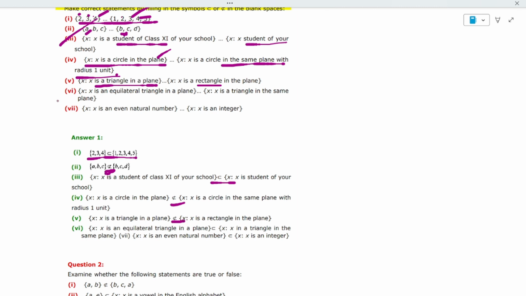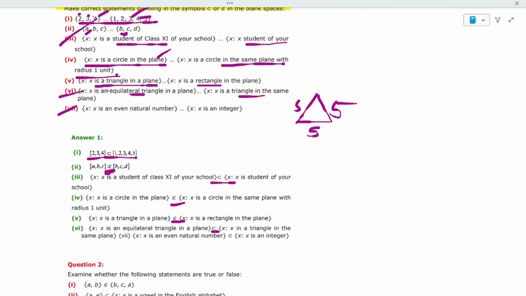Now let's see the sixth question: it is an equilateral triangle, and this is a triangle. Let's try to understand this. Equilateral triangle means having the same sides, all the sides. Like if we have this triangle, if one side is 5 centimeters, all the sides will be 5 centimeters. And this is a triangle only, right? It is equilateral, but a triangle is also there, so we say that it belongs to.